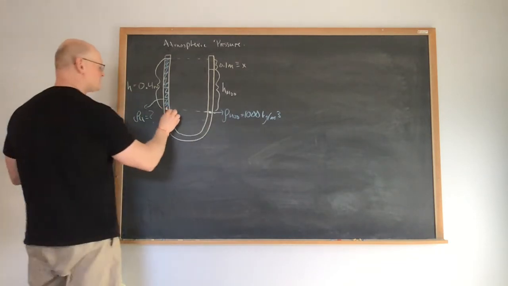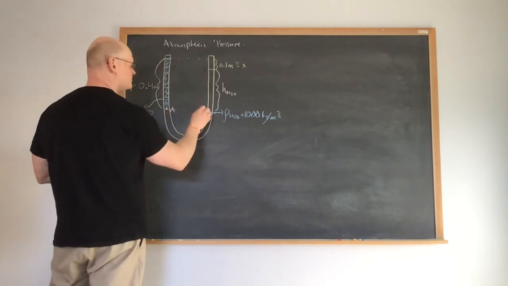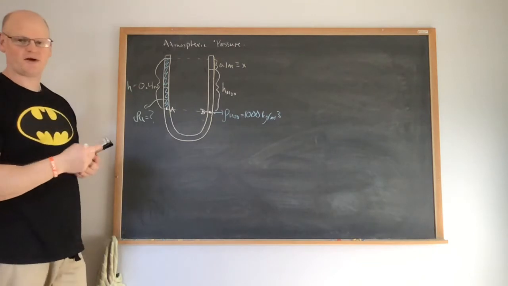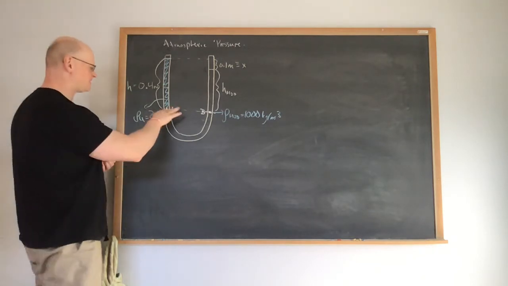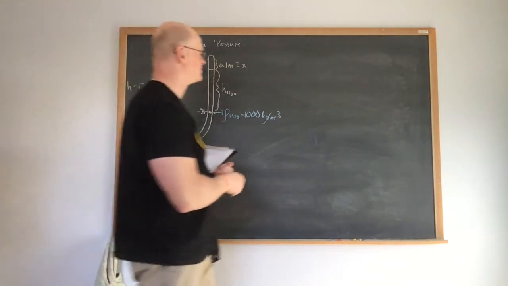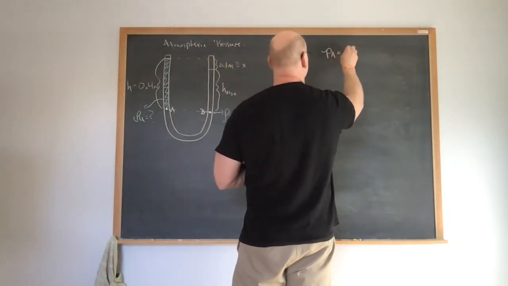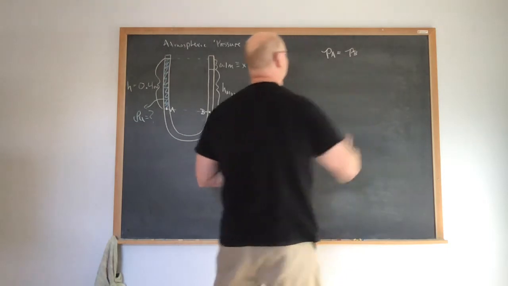So if I look at this point, let's call that point A, and this point B, the pressures at those 2 points have to be the same. At this interface between the two, those 2 pressures must be the same. So I can say that the pressure at A must be equal to the pressure at B.